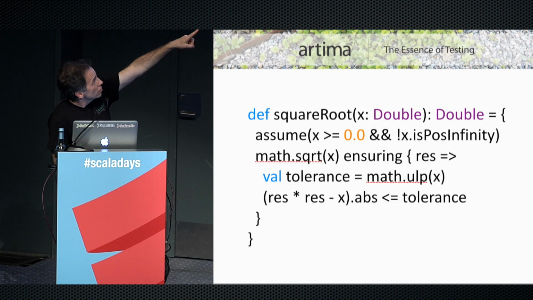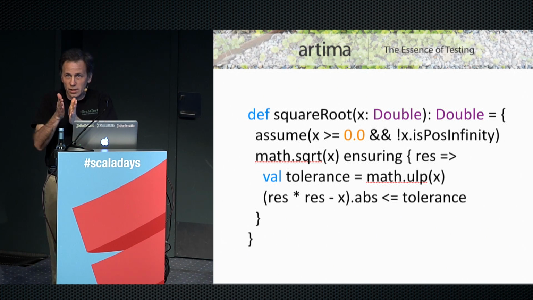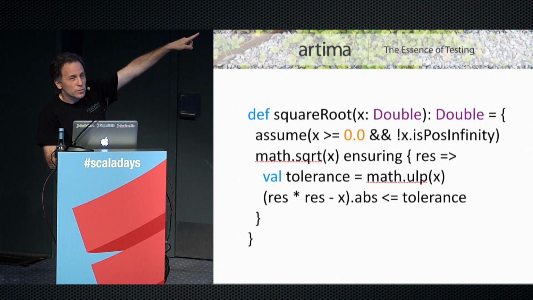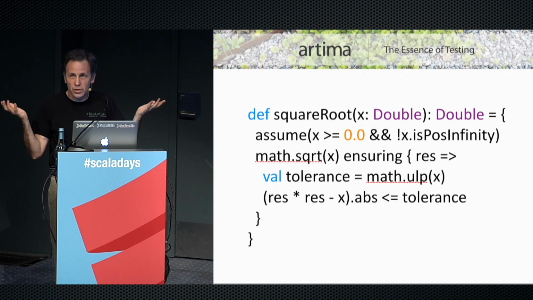It calculates the tolerance, which is the ULP method. Like if the double number is this long in decimal points, there will be a 1 out here. That's unit in the last place. That's my tolerance check. And then you just square the result, subtract x. That should be 0 or close to 0. You take the absolute value and then compare it with tolerance. Right? That's the Bertrand Meyer Eiffel way of doing design by contract testing.